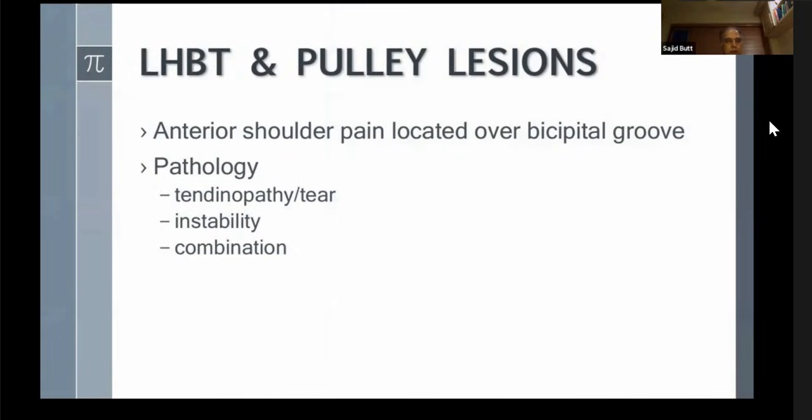The long head of biceps tendon rubs against the medial lip of the bicipital groove. That's the structure of the pulley, the biceps pulley, because the biceps is using that bony landmark as a pulley. And once you have excessive friction of the tendon, you can get the tendon to become abnormally thickened, tendinopathic, or even torn.